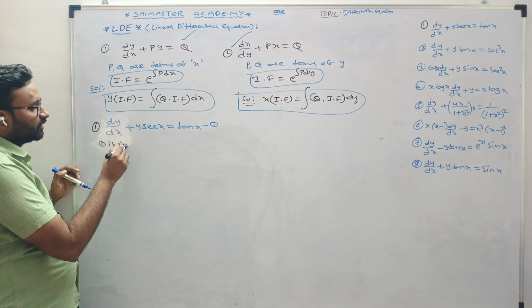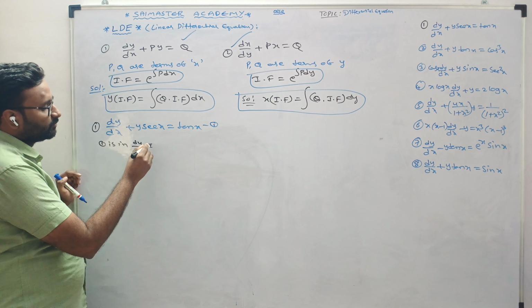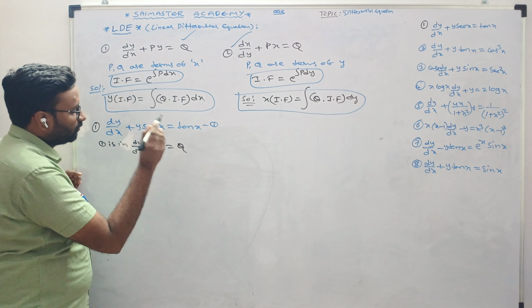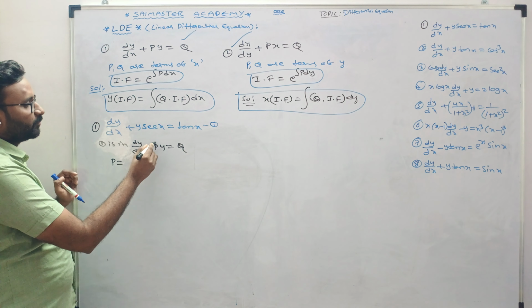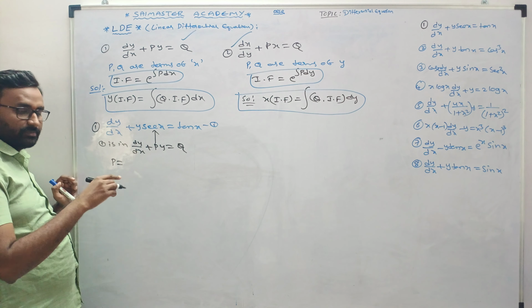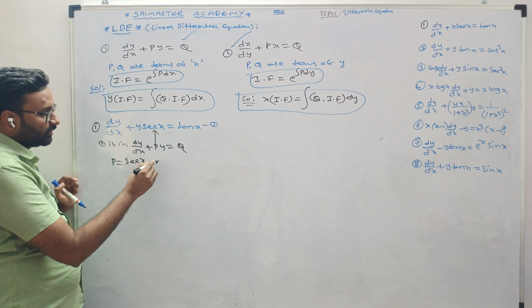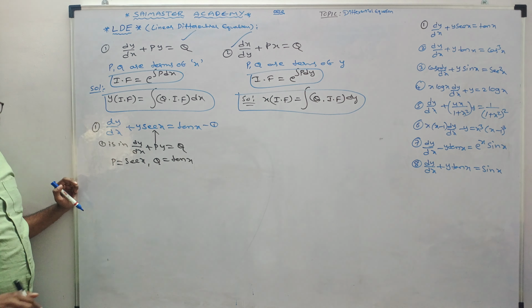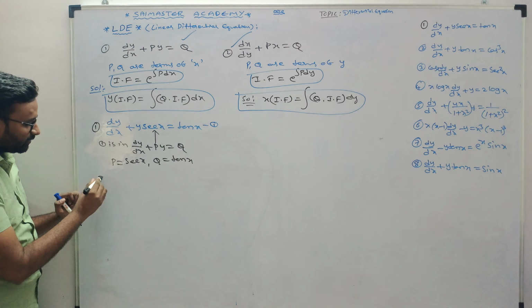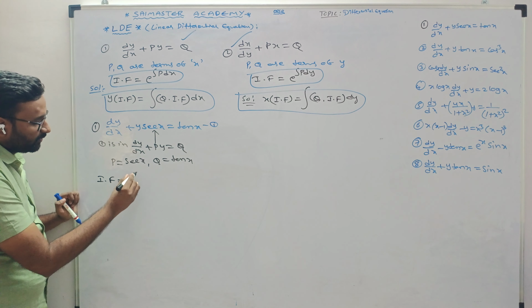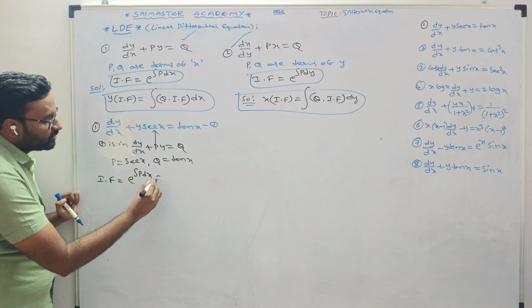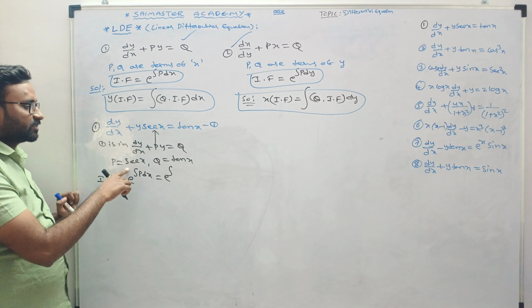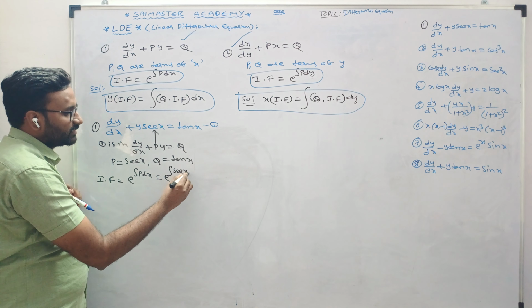Let this be equation number 1. Equation 1 is in the form of dy by dx plus py equal to q, where p is equal to secant x and q is equal to tan x. After writing p and q, find the integration factor. What is the integration factor? e power integral p dx. P means secant x dx.